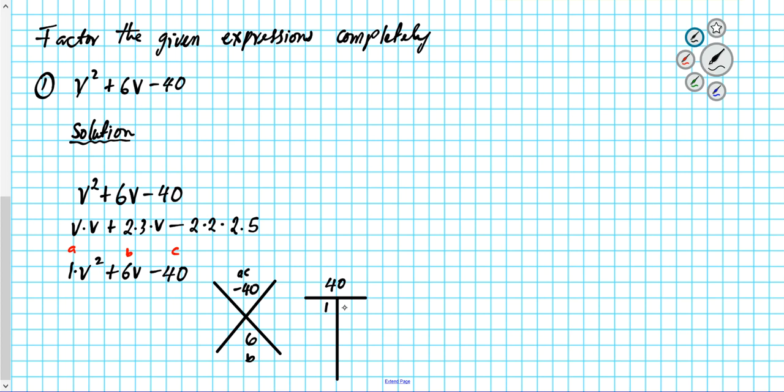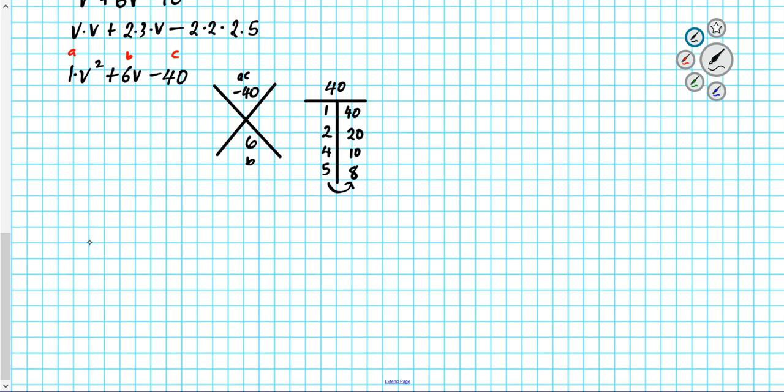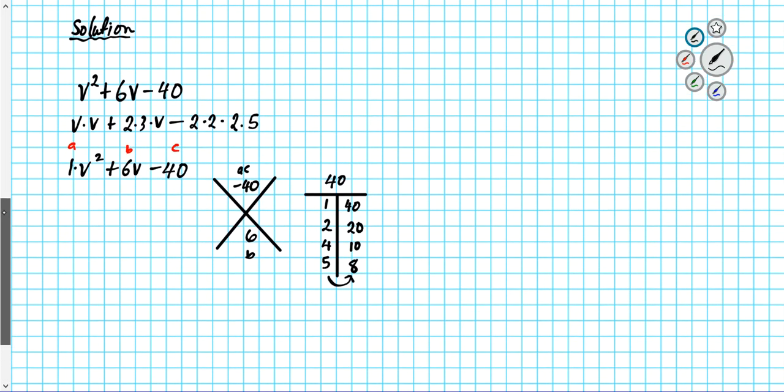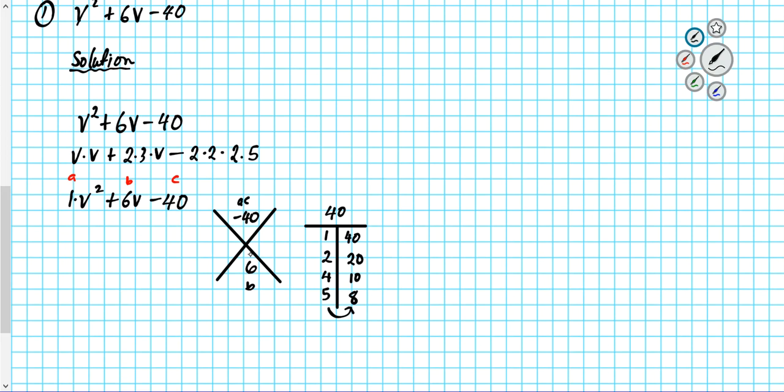Okay, so we have 1 times 40, we have 2 times 20, 3 doesn't go, 4 goes 10 times, 5 goes into 40 8 times, 6, 7, nope, and we're done. So let's look at the pairs here. Do you see any pair that adds or subtracts to give you 6? The first one gives us 41 or 39. The second one gives us 22 or 18. The next one gives us 14 or 6. This one gives us 13 or 3.